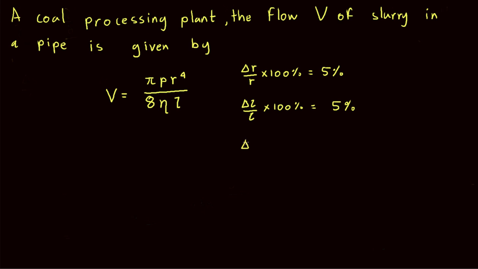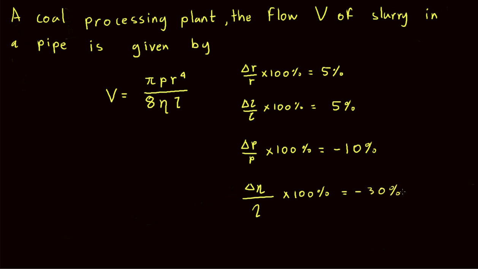And delta P over P times 100%, it's a decrease by 10%, so we're going to put negative because it signifies a decrease. And delta nu over nu, it's nu by the way, times 100%, turns out to be a decrement of negative 30%. Let me just make sure I got that right.